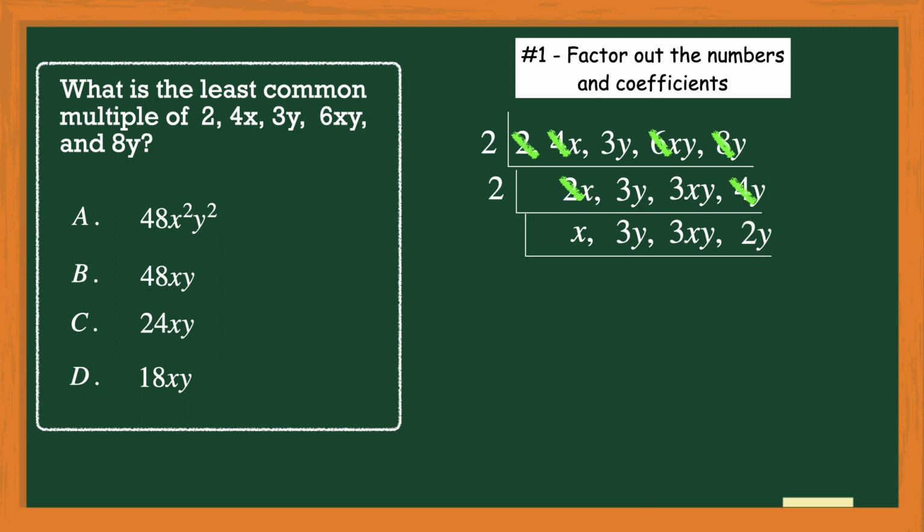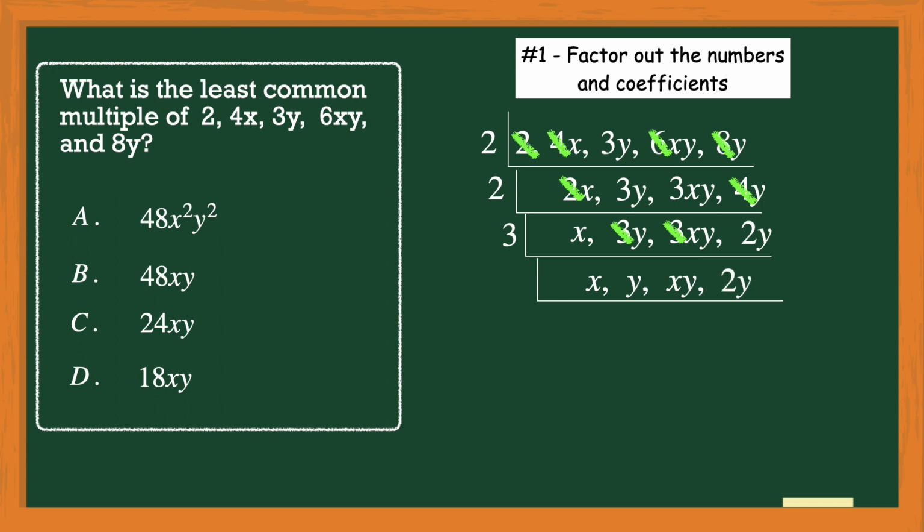The next shared factor I see is 3. 3 does not divide evenly into x, so I just bring it down. The 3's here cancel each other out, leaving just the y and then the xy. And 3 does not divide evenly into 2y, so I just bring it down.